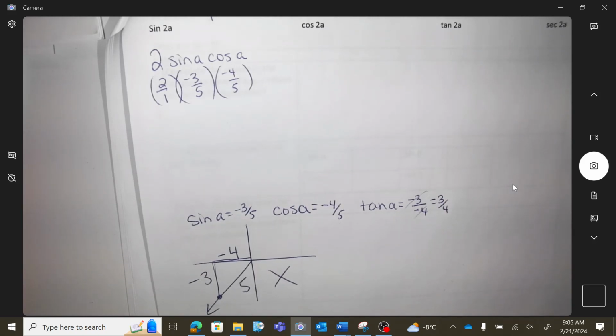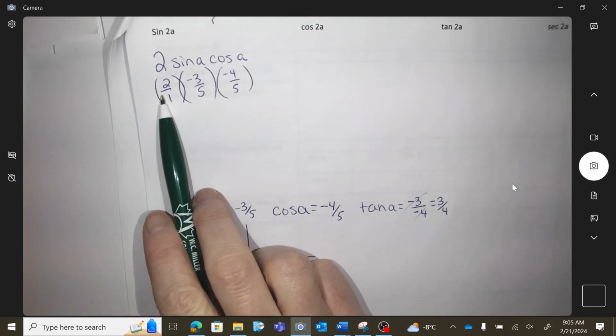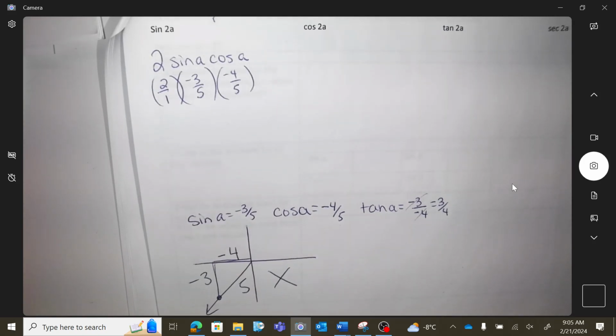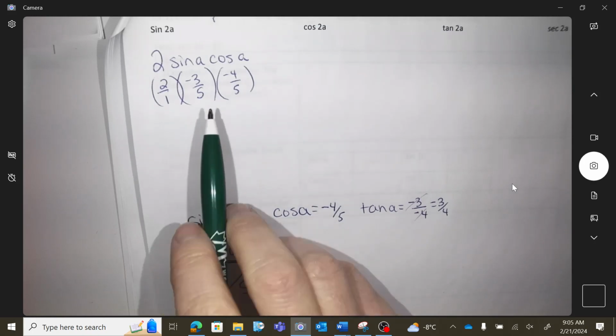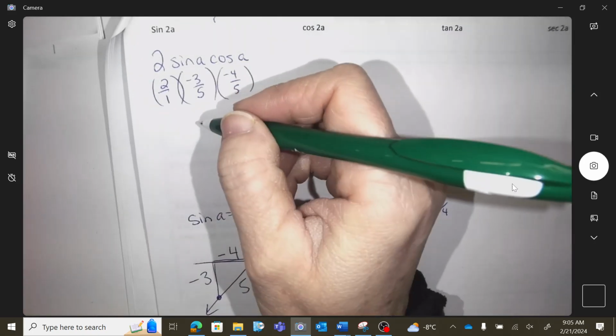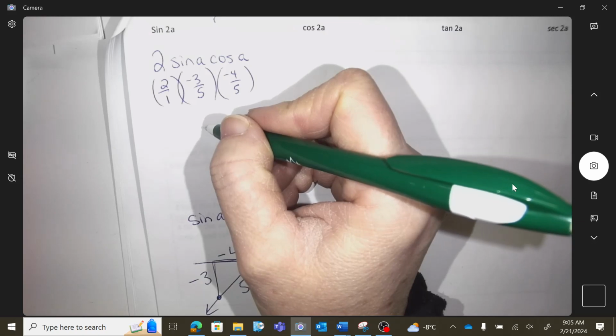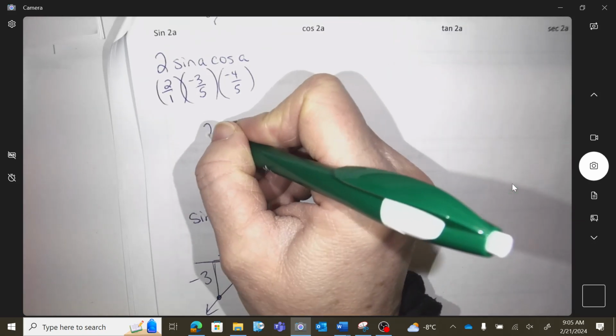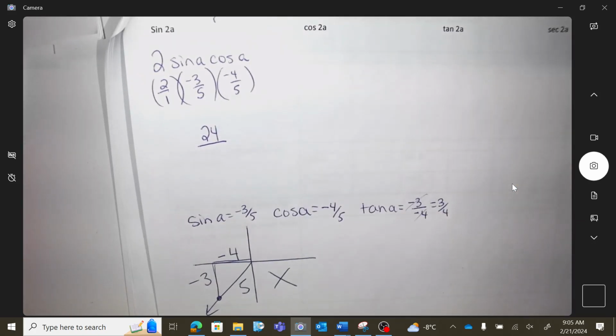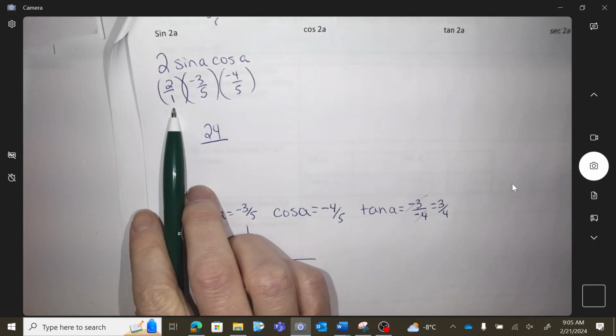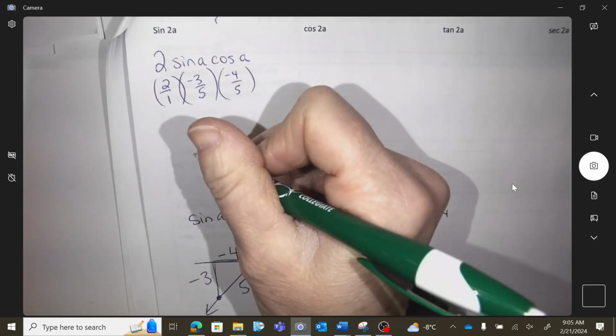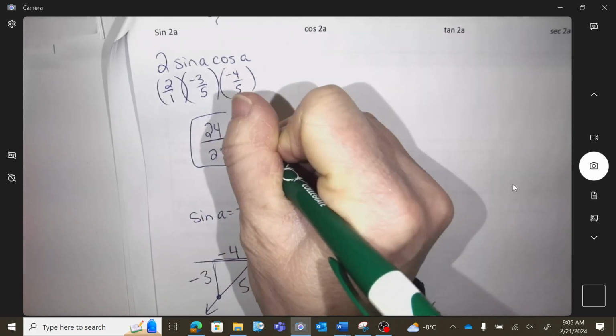Okay, so what is the top? What's 2 times negative 3 times negative 4? Positive or negative? Positive 24. What's the bottom? What's 1 times 5 times 5? 25.